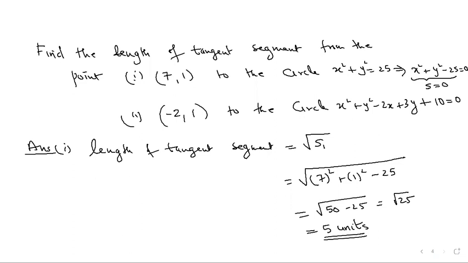Everybody followed? So you have to make the equation of circle equal to 0, then only we can apply it. S1 means substitute in the left hand side of the equation of circle when you express it in equal to 0 form. Can you give me the answer for the second one?